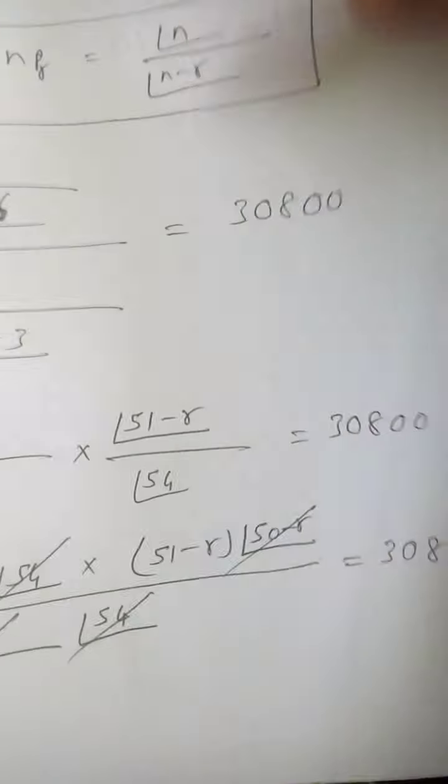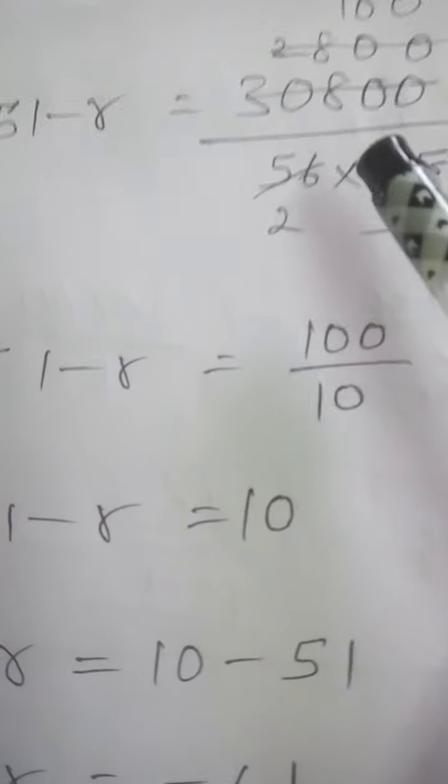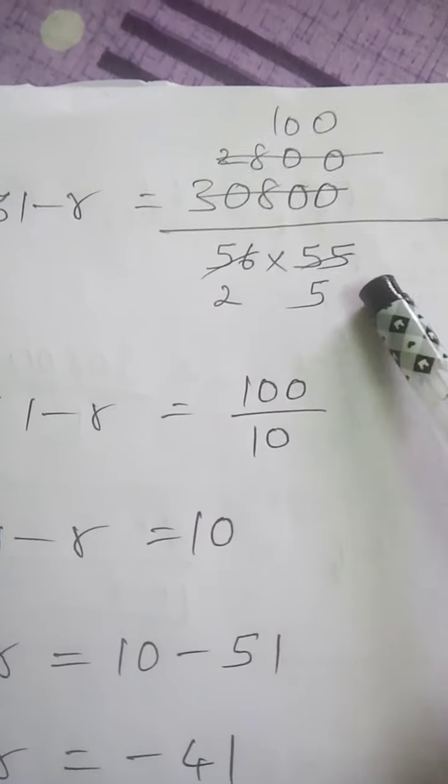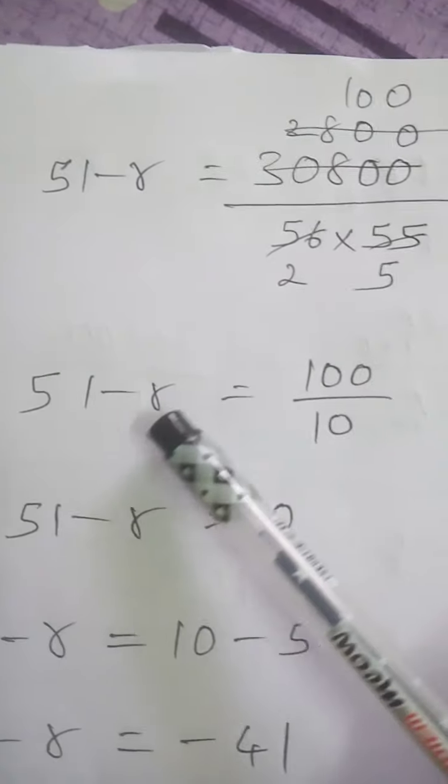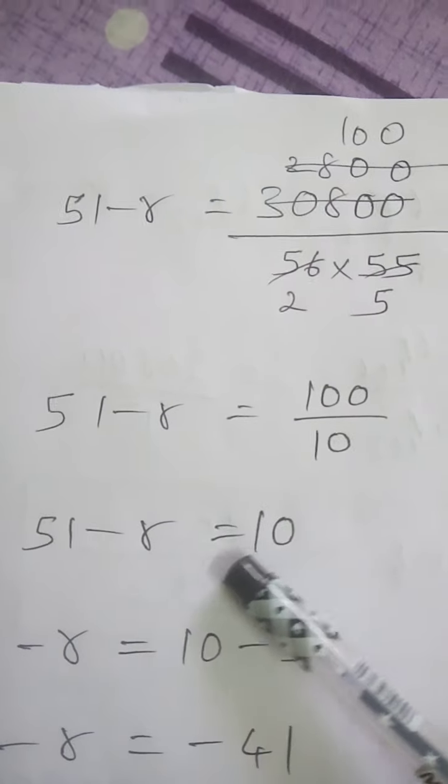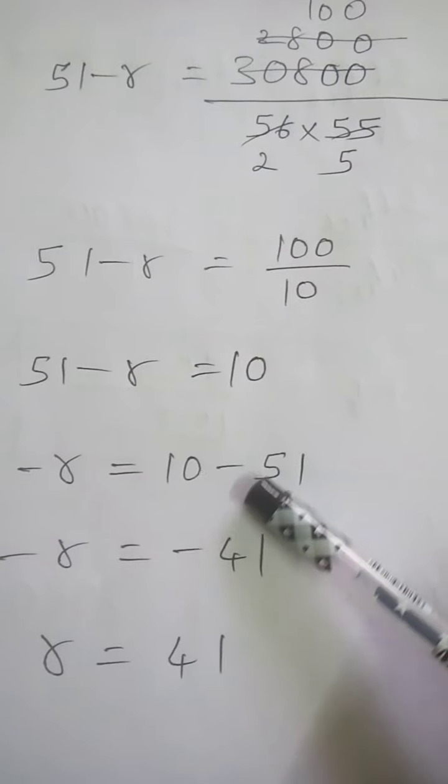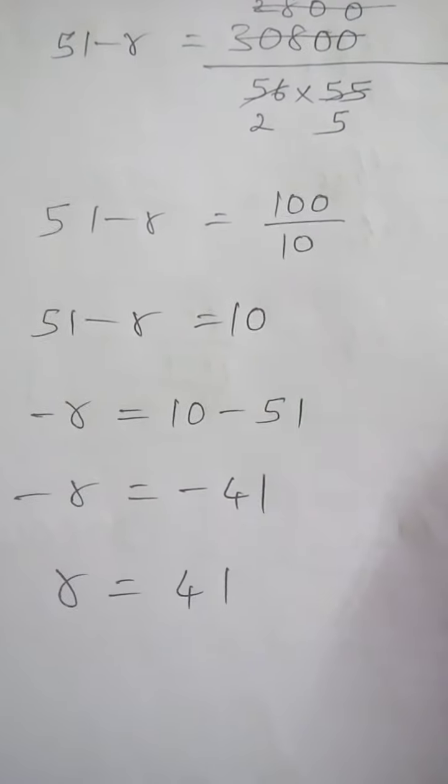So what is left is 51 minus R is equal to 30,800 by 56 into 55. If you cancel it, it will become 100 by 10, that is 10. So minus R is 10 minus 51, minus R is minus 41, R is 41.